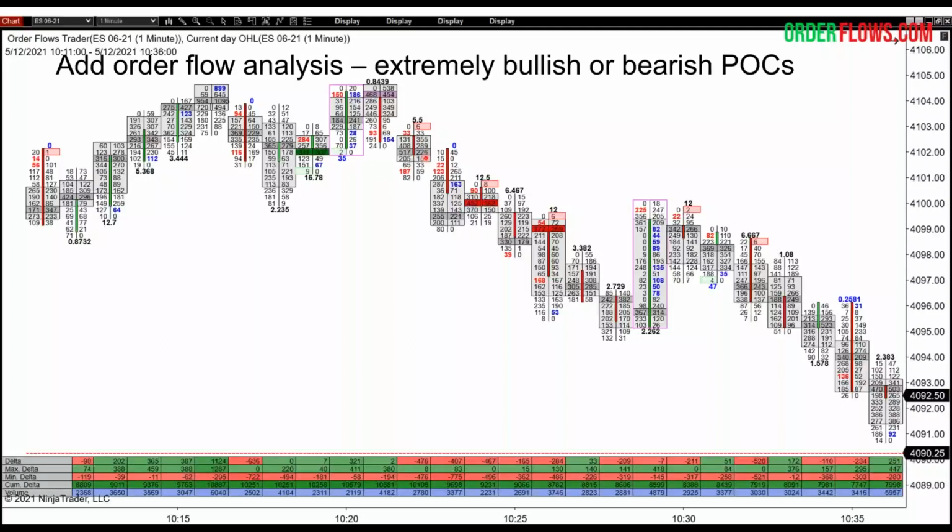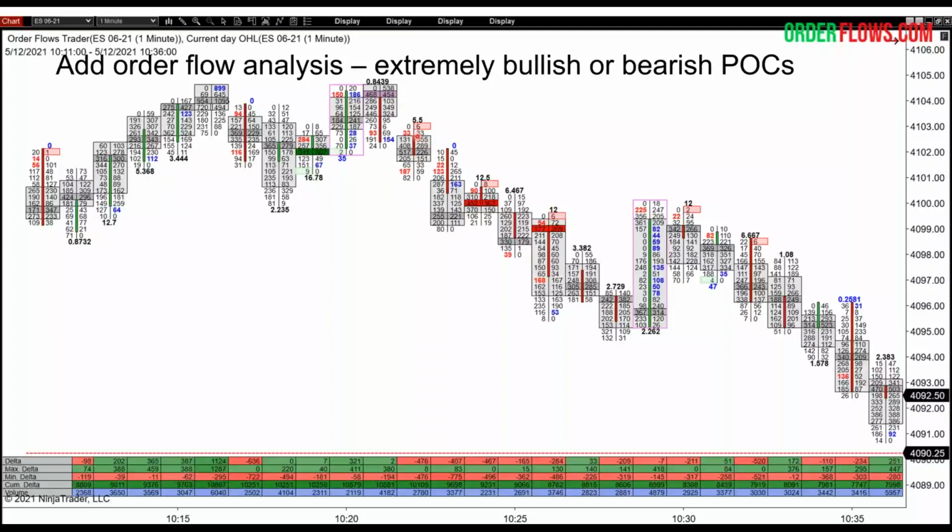Now, this is one of the tools we have added in the new version of Orderflows Trader. We call it slingshot POC, which shows bearish or bullish POCs, extremely bullish or extremely bearish. This is a resistance POC, but what we do is draw in the POCs that are bullish or bearish. Here you had a bullish one. The market went up, but then it ran into resistance, this bearish POC.